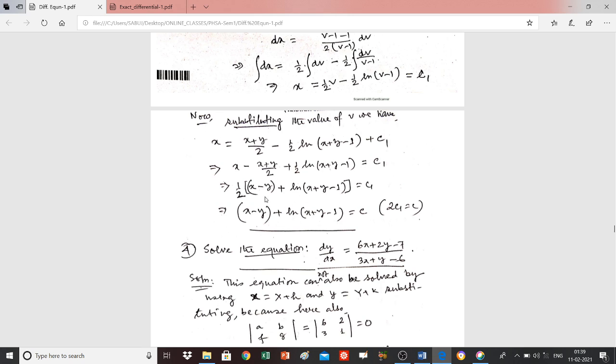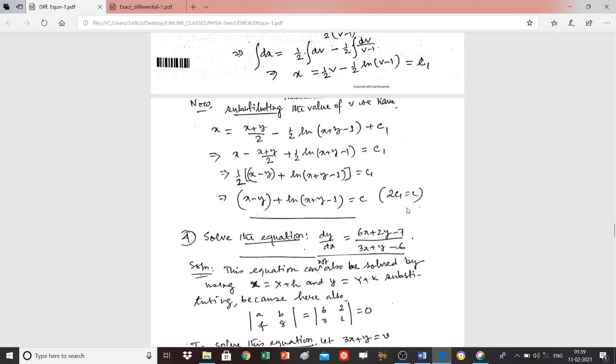Just go through these lines, and finally we get x minus y plus log of x plus y minus 1 equal to c. Here 2c1 is equal to c, another constant. So this is the solution.